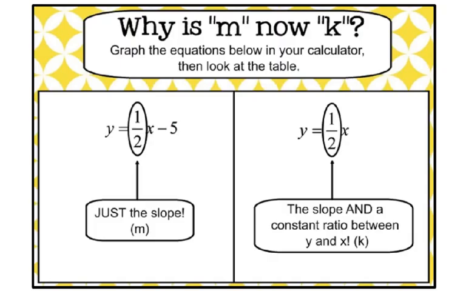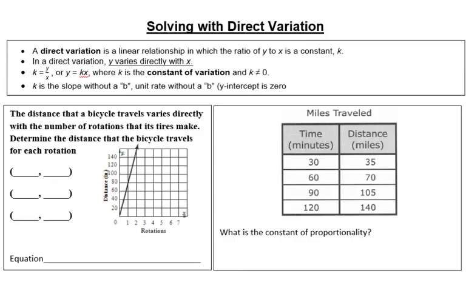On your second page of notes, it says y is m, now k. Graph the equations below in your calculator, then look at the table. You notice that 1/2 x is just the slope, and 1/2 is still the slope, but it's a constant ratio between y and x. M and k are the same thing. We just use m in a non-proportional relationship and k in a proportional relationship, or in direct variation.